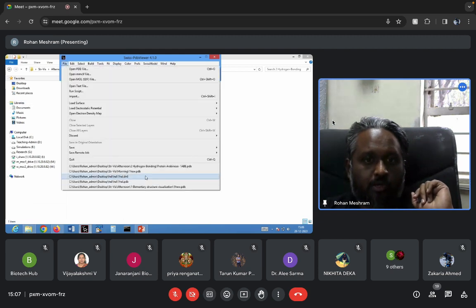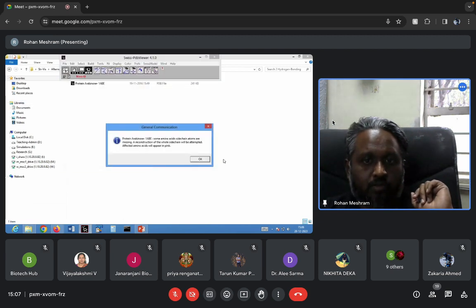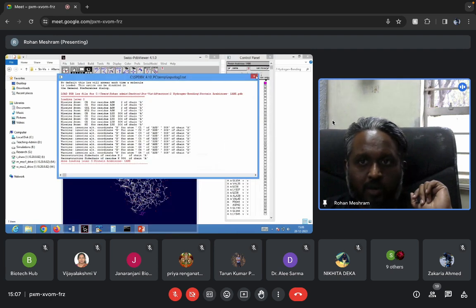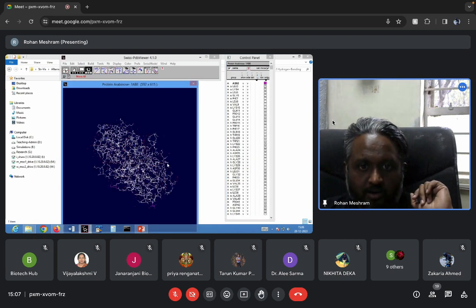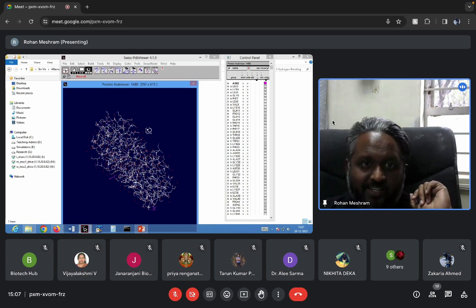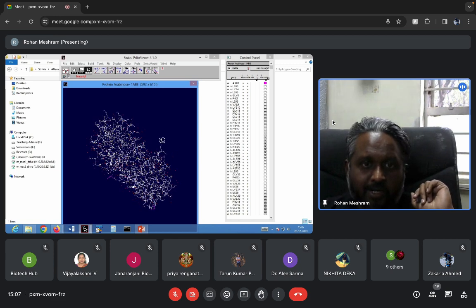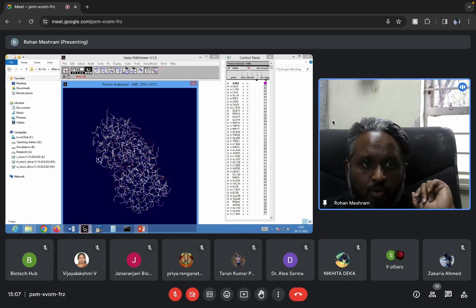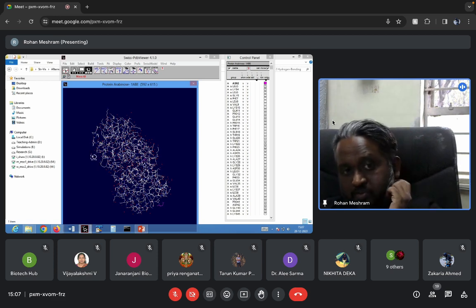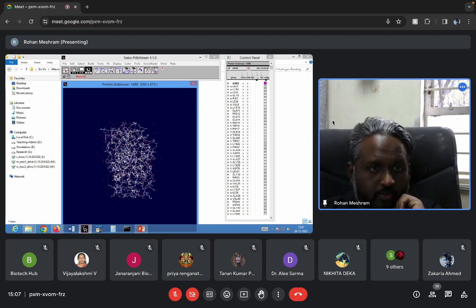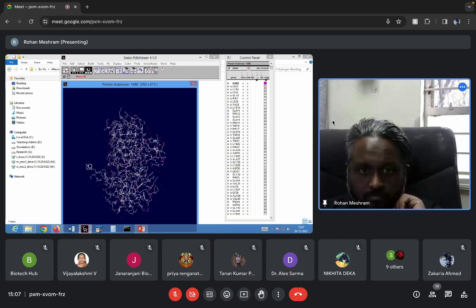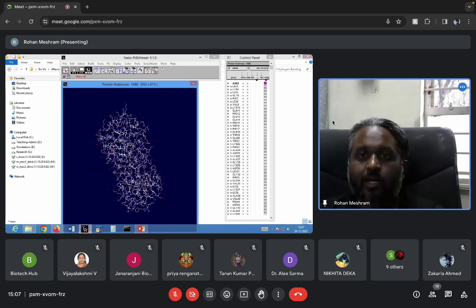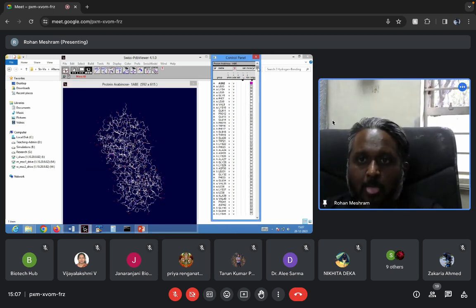Then now let us again load this protein. Okay. Now you can see that there are a lot of water molecules jo pehle dikh nahi rahe the apne ko. Right? So this small red colored spheres now represent your water molecules. Okay, now let us again create a view.